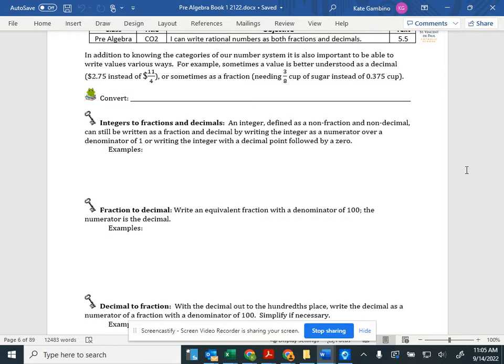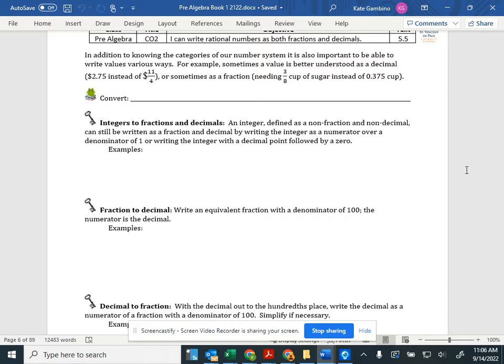In addition to knowing the categories of our number system, it is also important to be able to write values in various ways. For example, sometimes a value is better understood as a decimal, $2.75, instead of a fraction, 11/4 of a dollar. Okay, 11/4 of a dollar doesn't really make sense. We'd have to turn it into that decimal to understand. Or sometimes it's better to have it as a fraction, like you need 3/8 of a cup of sugar instead of 0.375 cups of sugar.